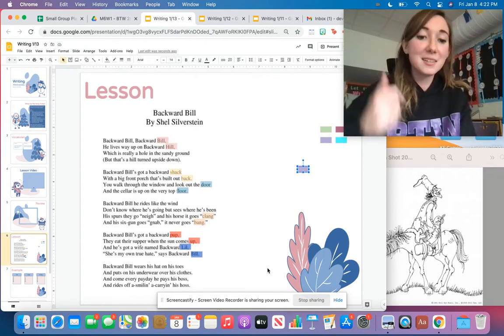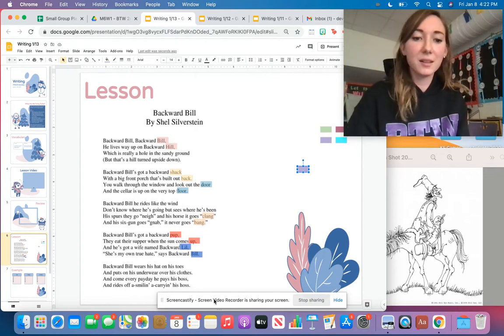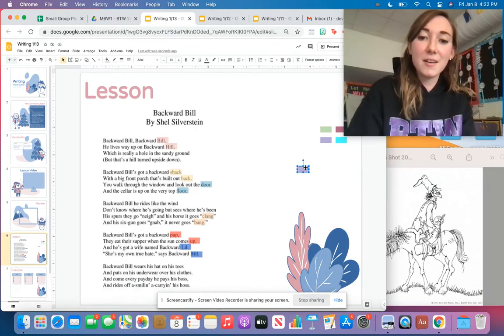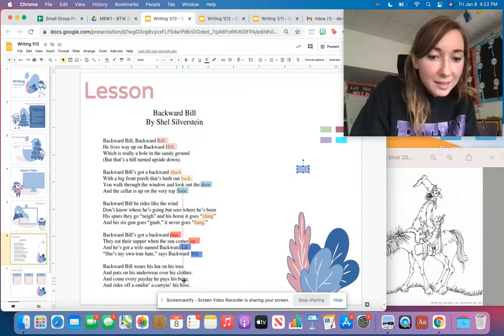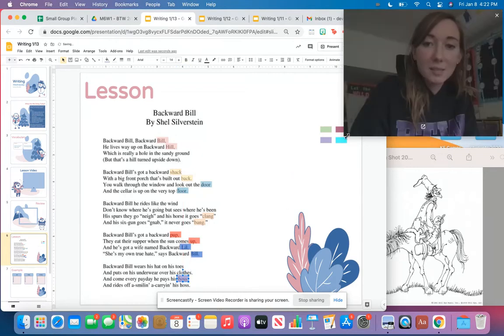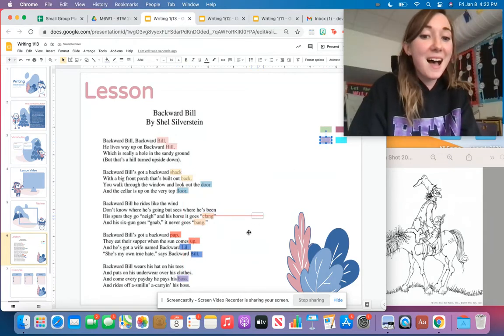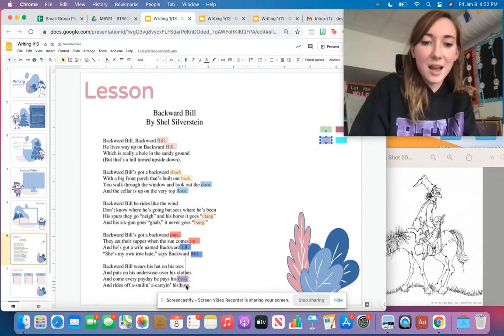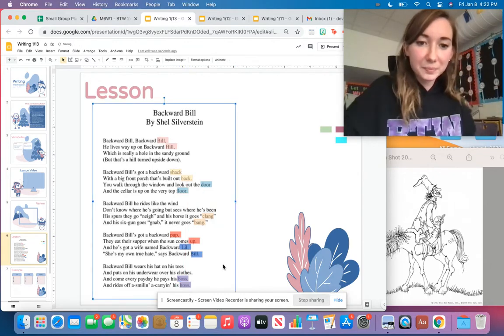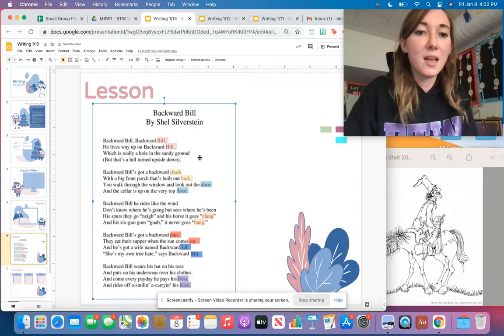Thumbs up. There is a rhyme. And what two words rhyme in the last two lines? At the end of this line, we see boss, which rhymes with hoss in the last line. Okay, and so those are all the rhymes in this poem, Backwards Built.